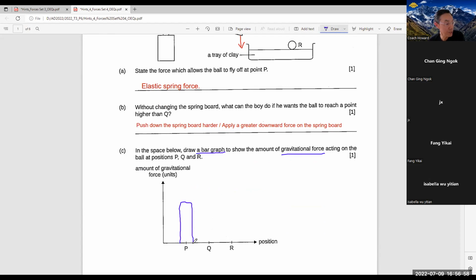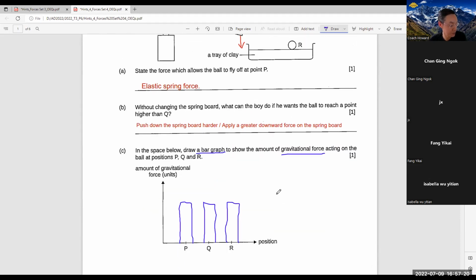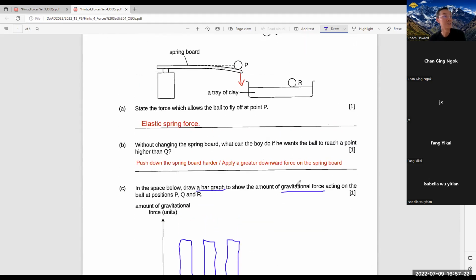So you draw 3 blocks, right? Same height and same width. You must use a ruler because I don't have a ruler to draw on the screen here. So you just draw something like that. 3 blocks, same height and same width, because the gravitational force of these 3 positions doesn't change. So you hold on.